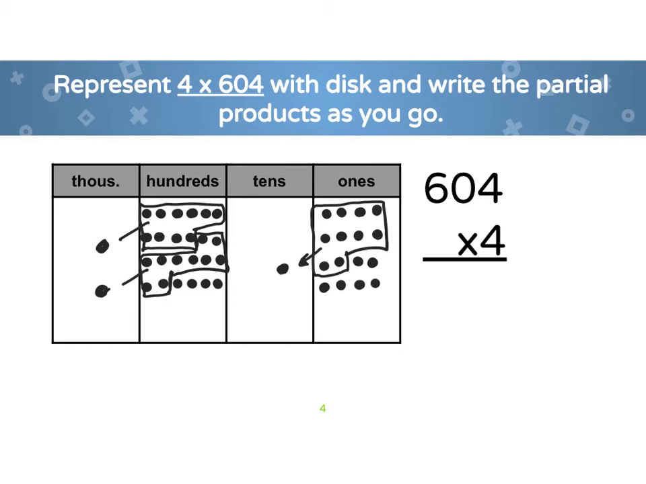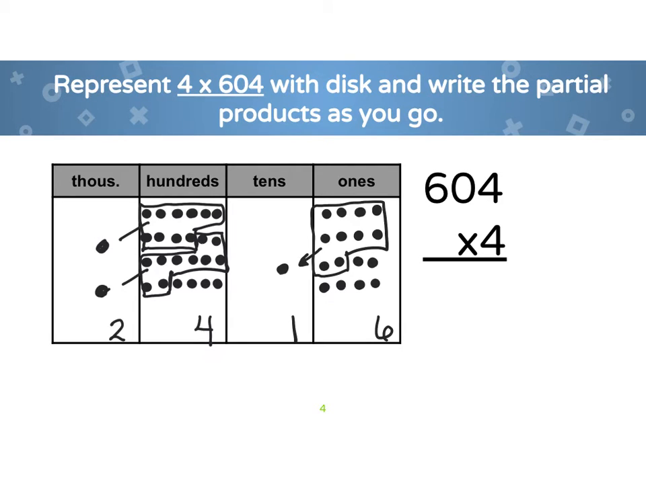Okay, so after I regrouped, I had 10 ones. I made it into a ten. So I have 6 ones left there. After I regrouped, I have 1 ten. I have 4 hundreds left here, and then I had to regroup and make 2 thousands. So let's just write this out as partial products and let's see what we get.